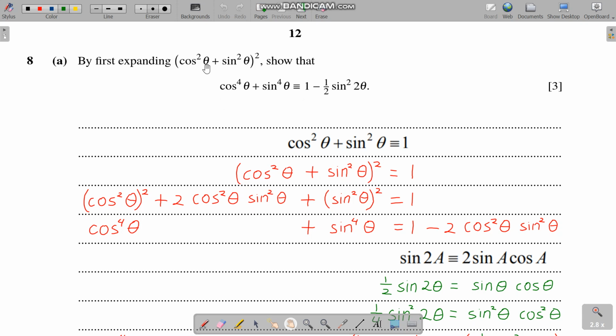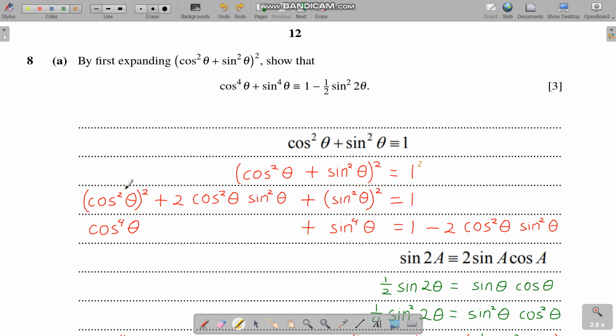Trigonometry by first expanding, show that. Okay, so we start with the Pythagorean identity in the MF19, cos squared plus sine squared equals 1, and we square both sides here. So actually 1 squared is 1, and then we expand the left hand side. This is (a plus b) all squared, which is a squared plus 2ab plus b squared.